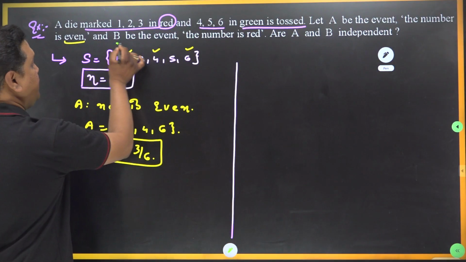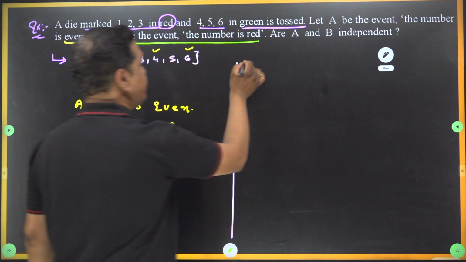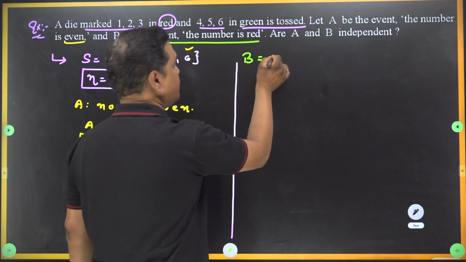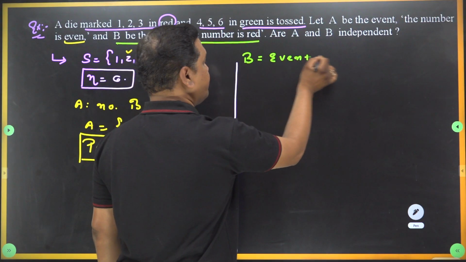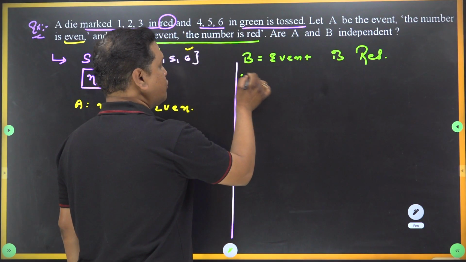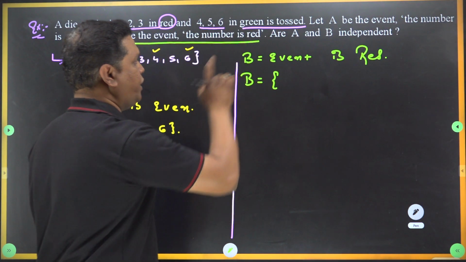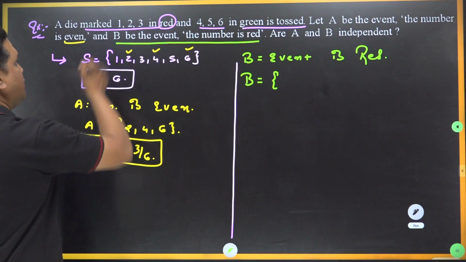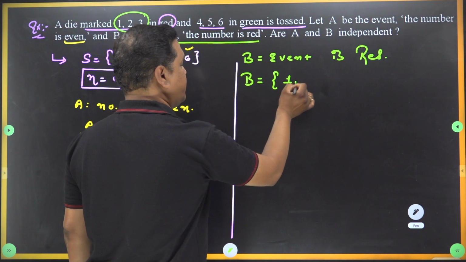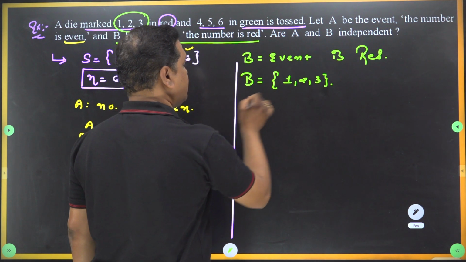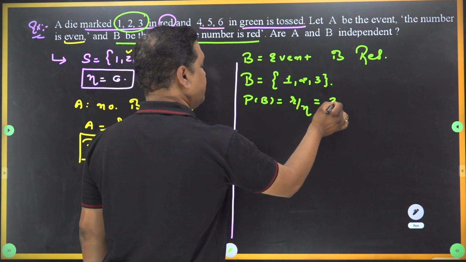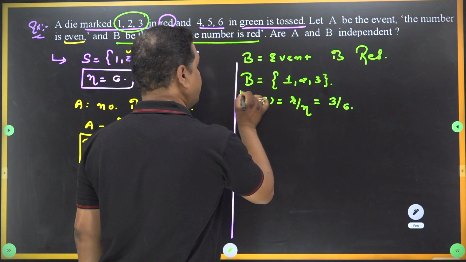Now B the event is red. So B equal to event is red. तो which are red? तो रेड में ही देखिए आप, red die is 1 2 3. So that is 1 2 3. So P of B, R upon N, 3/6.